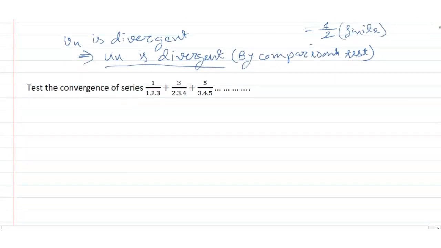Next I shall go to solve another problem. Test the convergence of the series 1 into 1 by 1 into 2 into 3, divided by 3, 2 into 3 into 4, 5 divided by 3 into 5, up to infinity.